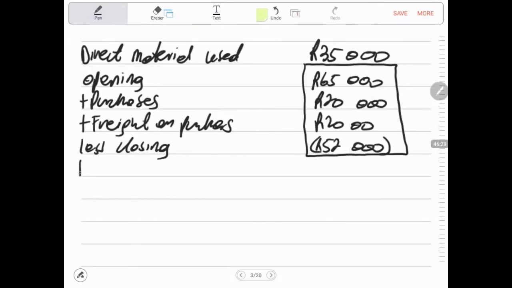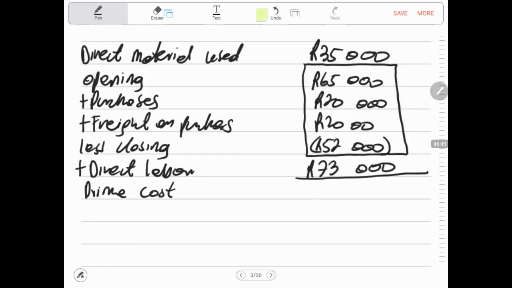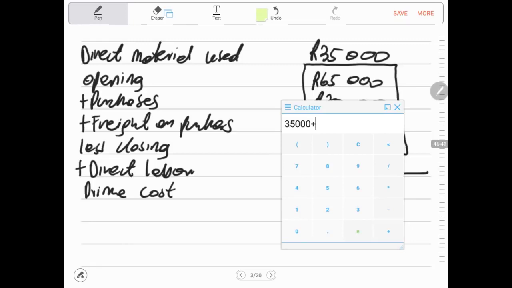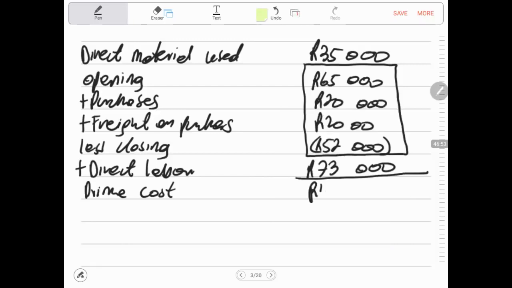So now, as I said, we need to say plus direct labor. Then after adding my direct labor, I know that I will come to what I call prime cost. My direct labor is 73,000 rands. And if I say my direct material issued plus 73,000, it will give me 108,000 rands. So now I have issued the material into the work in process. This is what went into the work in process on the debit side. This is the direct labor that went into the work in process on the debit side.